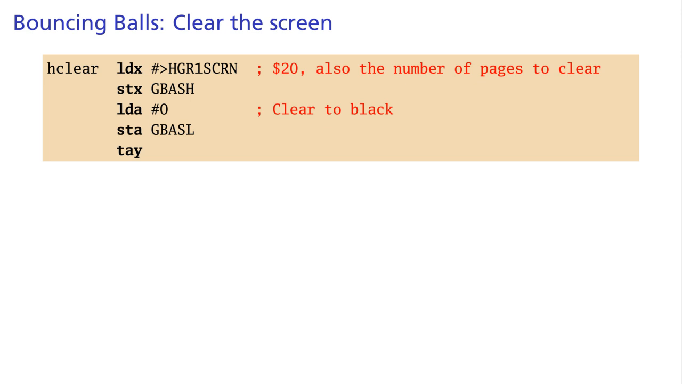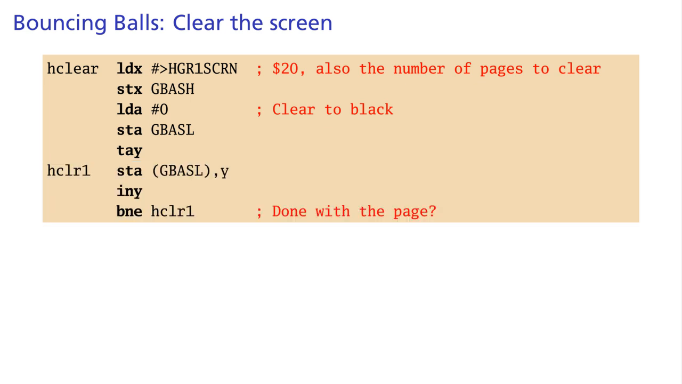Now I can explain to you my code for clearing and displaying the high-res screen. It's straightforward, yet representative of the sort of thinking you routinely do when coding in 6502 assembly. First, I set up the gbasL and gbasH bytes in zero page to $2000, the start of the first high-res page. But even here I'm doing something subtle. At the end of this code, X has 20 and both A and Y have 0.